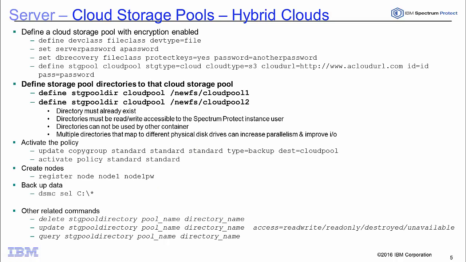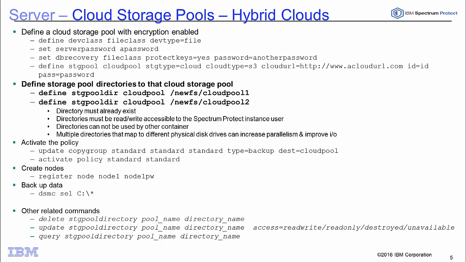The way that you set up a hybrid cloud is, first of all, you have a cloud storage pool defined with encryption enabled, which is what we recommend when it is cloud. And then the piece to add the directory cache is you're going to define a storage pool directory and give it some physical directory names. And these directories have to already exist. They must be read-write accessible to the Spectrum Protect instance user. The directories cannot be used by other containers.